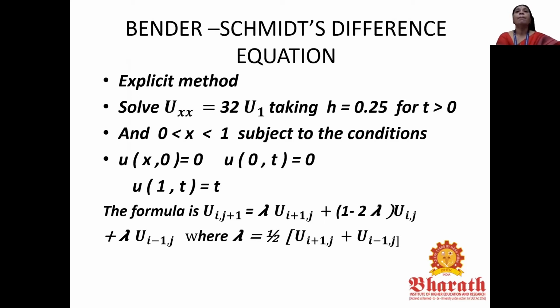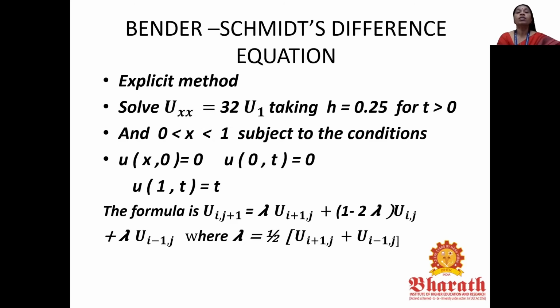So next is Bender-Schmidt's difference equation, explicit method. Solve u double x is equal to 32 into u t, taking h is equal to 0.25 for t greater than 0 and 0 less than x less than 1, subject to the condition u of x comma 0 is 0, u of 0 comma t is equal to 0 and u of 1 comma t is equal to t.